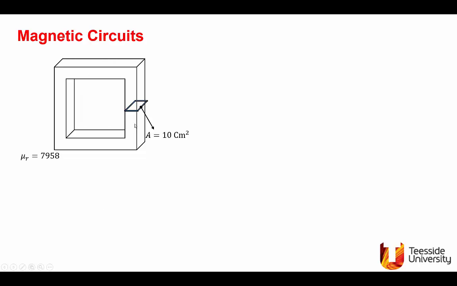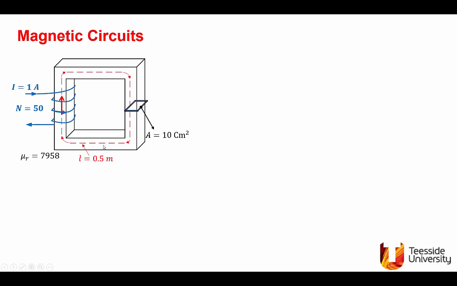The cross-section area of the iron is as shown. I've chosen mu R for the iron at a certain value. Actually, I'm just playing with the numbers to end up with very simple numbers to manipulate. This is not a typical value. And if we have a coil of 50 turns carrying a current of 1 amp, if you apply the right-hand rule, the current in the coil is going this way, so the flux lines will go like that.